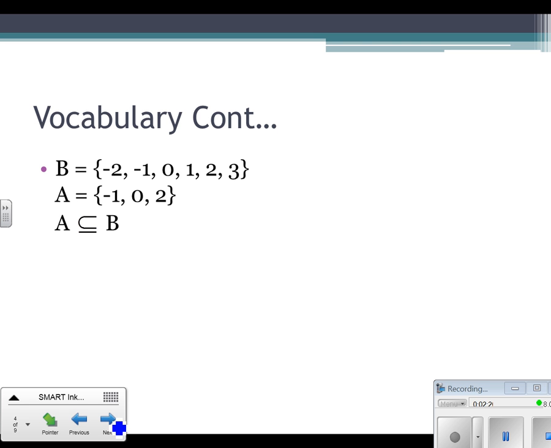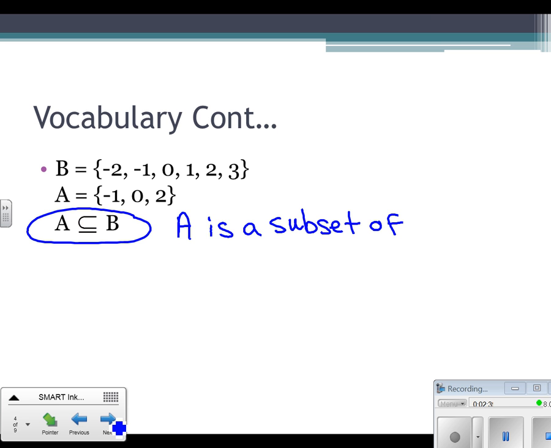The set B is -2, -1, 0, 1, 2, and 3. Set A is -1, 0, and 2. This right here means A is a subset of B. We can see that the elements in A, -1, 0, and 2, are also in B. So that means A is a subset of B, and we have a symbol here for subsets.